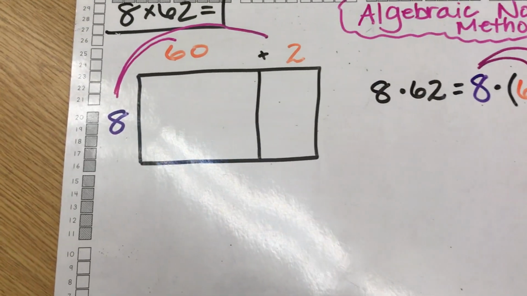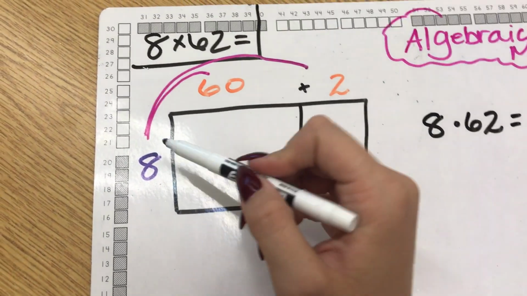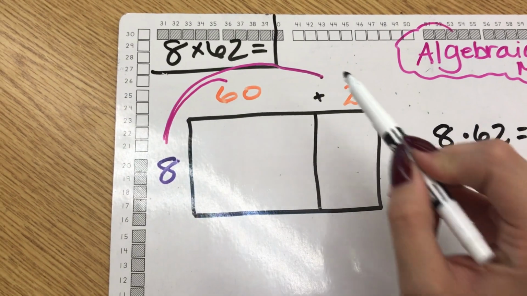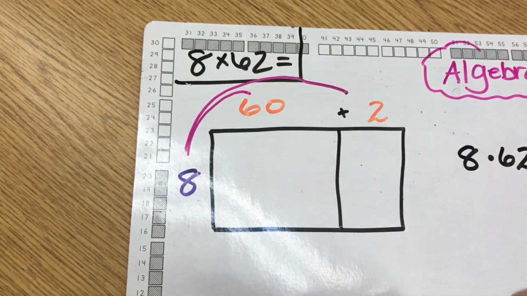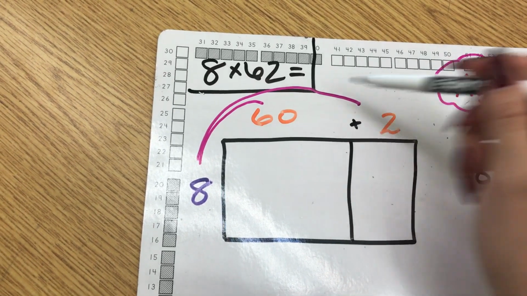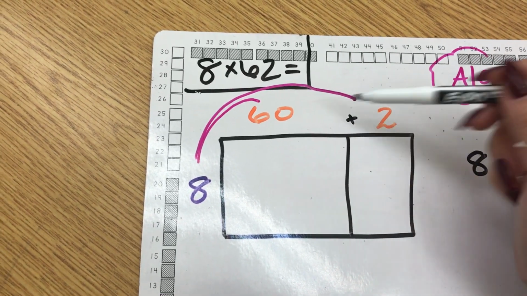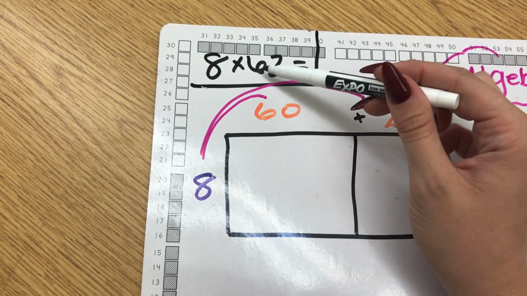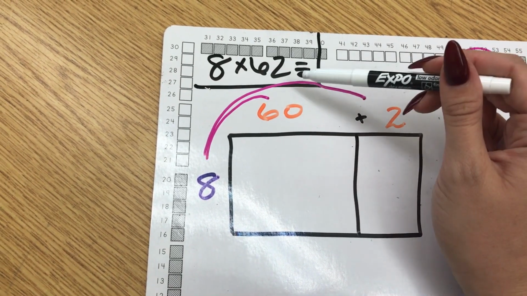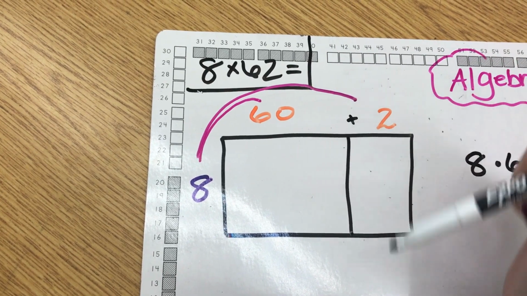So if I'm looking at my area model before, remember we have our 8 on one side, and I've used this expanded notation to separate 62 into more manageable bites. I expanded it to 60 and 2. 60 plus 2 is still 62. And again, real quick, I just got this 60 from a 6 in my tens place and a 2 in my ones place. So that's where I got my pieces.